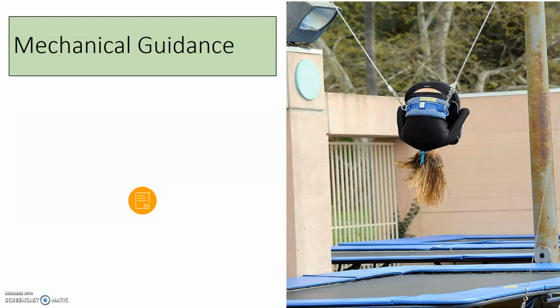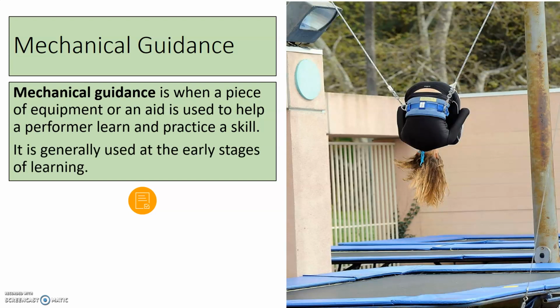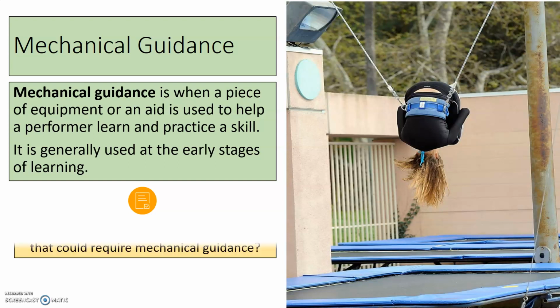And finally, if we move on to mechanical, mechanical looks at this idea where we use types of technology or a piece of equipment to help aid the performance, help aid the learning, when we're practicing a skill. Ultimately, this is normally in the early stages of learning. So we can see there, if we're trying to practice, for example, a somersault on the trampoline, and we're not using manual guidance, so we don't have the coach on the trampoline, then we can use things like technology, a harness, for example, to help with that.